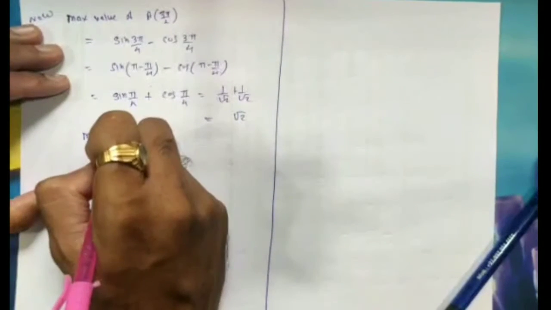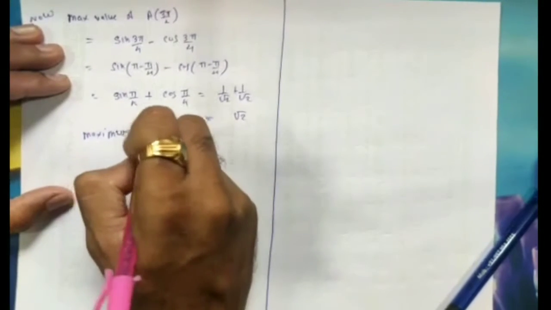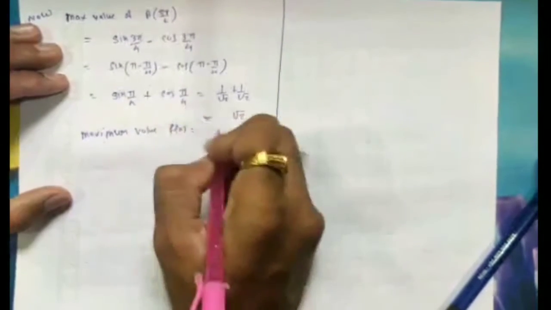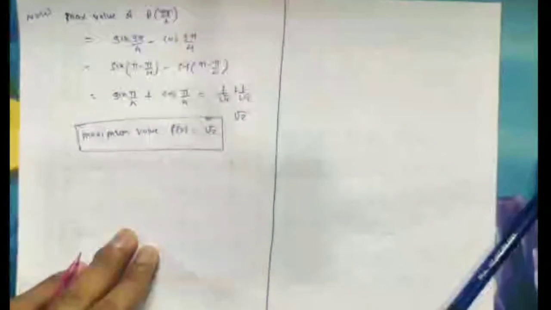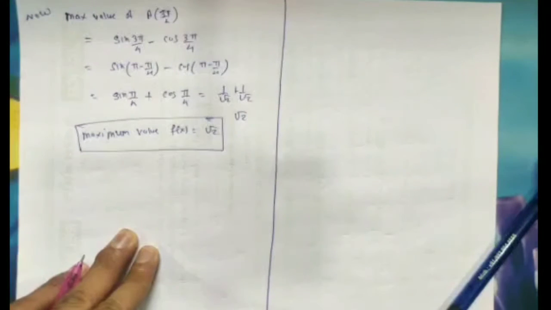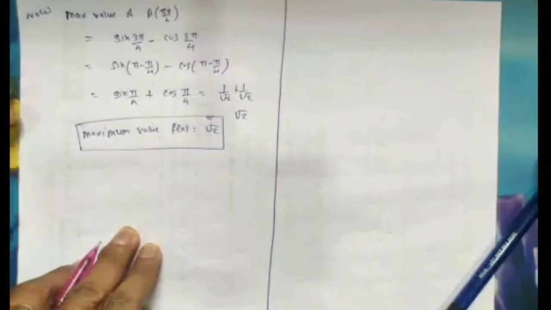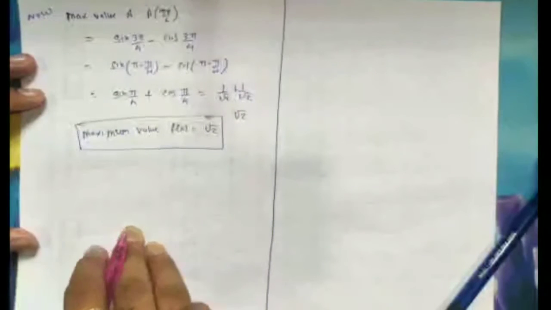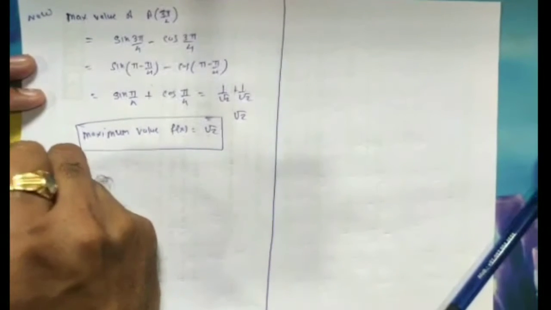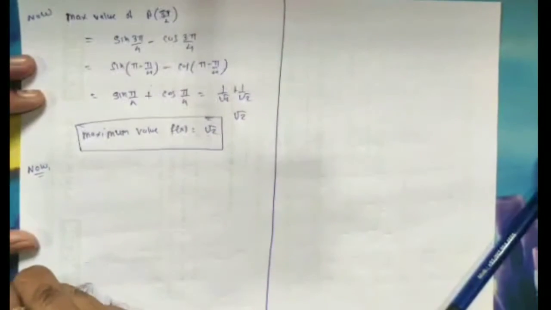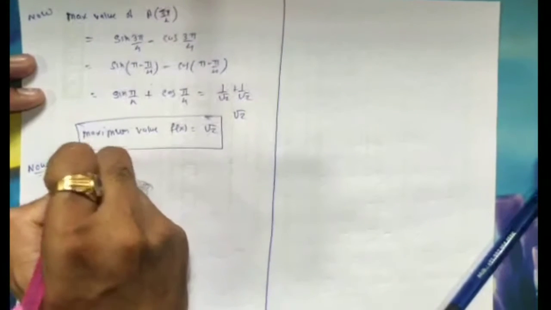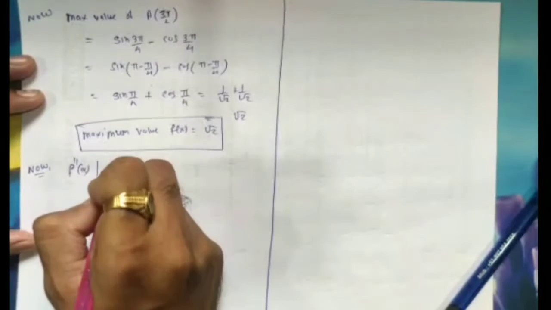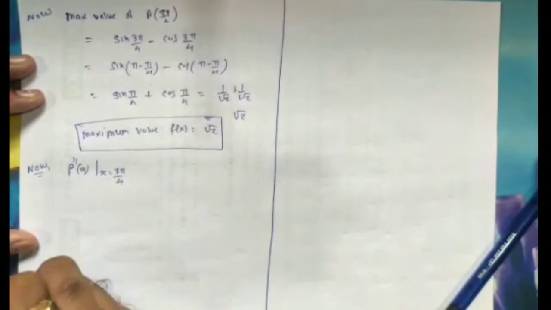So the local maximum value of the function f of x is root 2. Done. This is for the first critical point 3 pi by 4. The second critical point is 7 pi by 4. So we have to identify that second point. So again we have to find the sign of f double dash x at x equal to 7 pi by 4. We have two critical points, 3 pi by 4 and 7 pi by 4. So now checking the sign of f double dash x at x equal to 7 pi by 4.